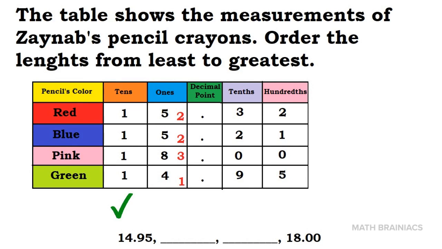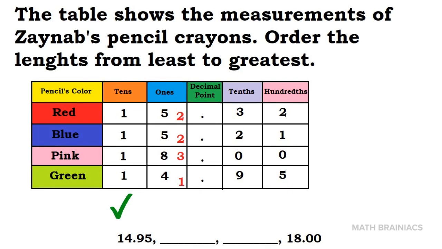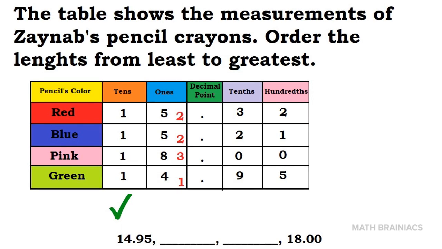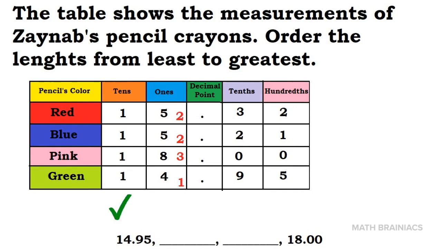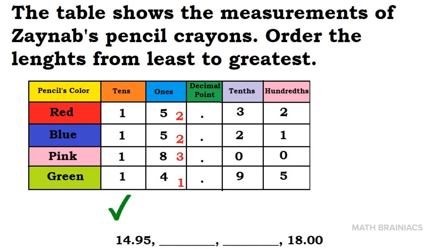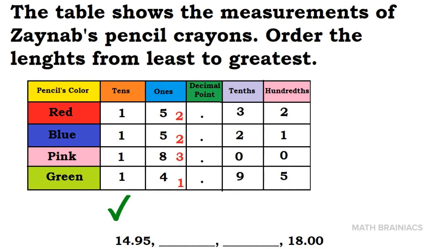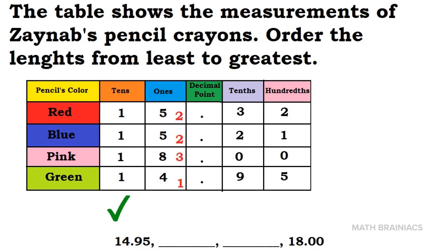From the ones place value, you can see that number 4 is the least. Then, we have two 5s and number 8 is the greatest. So, we are going to number the 4, 1, the 5, 2, and the 8, 3. Arranging the numbers from least to greatest, number 1 is 14.95 and the last number, which is the greatest, is 18.00.